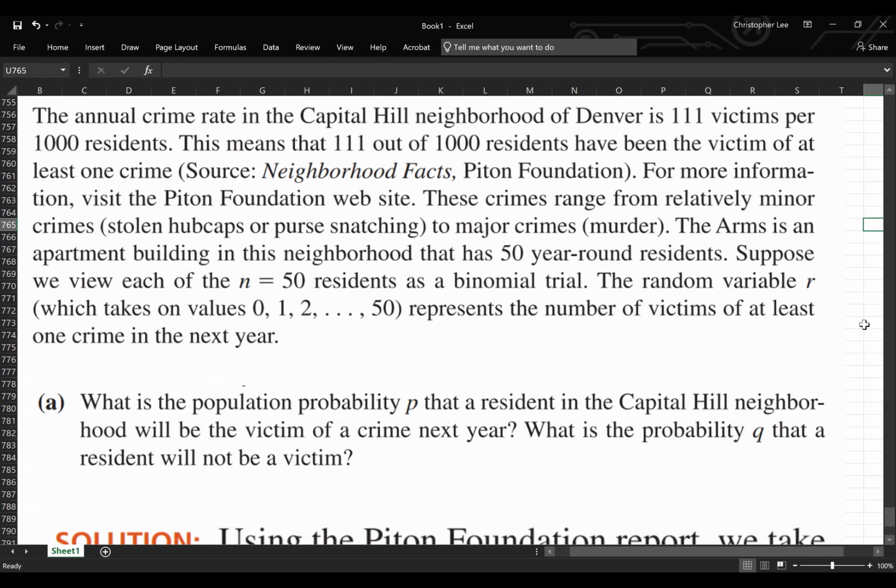The Arms is an apartment building in the neighborhood that has 50 residents. Suppose we view each of the n equals 50 residents as a binomial trial. The random variable R, which takes the values of 0, 1, 2, 3, all the way up to 50, represents the number of victims of at least one crime in the next year. So, question A, what is the population probability P that a resident in the Capitol Hill neighborhood will be a victim of a crime next year? And what is the probability Q that a resident will not be a victim of the crime, right?